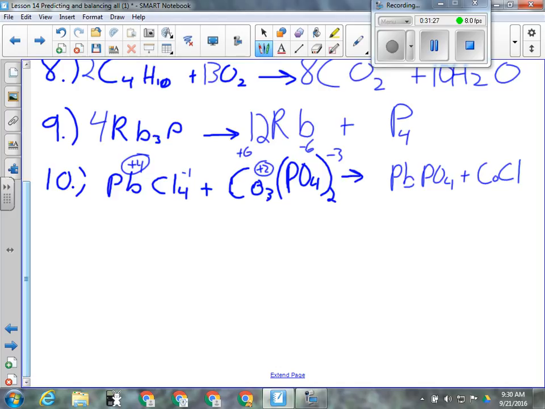So now I can do my dropping and swapping. This is a +2, this is a -1, so I've got CoCl2. This is a -3, and this is a +4. So I'm going to have Pb3(PO4)4 when I drop and swap.